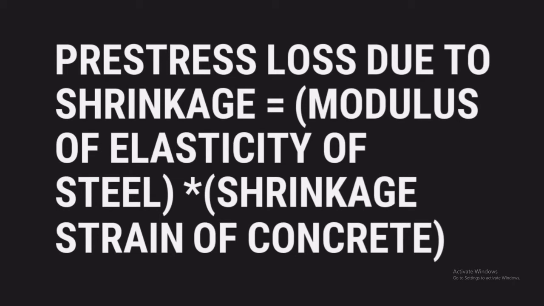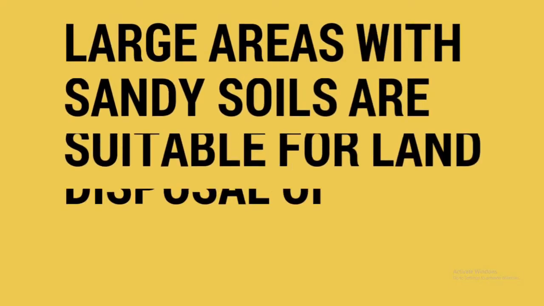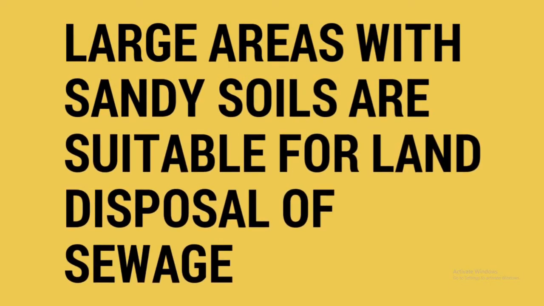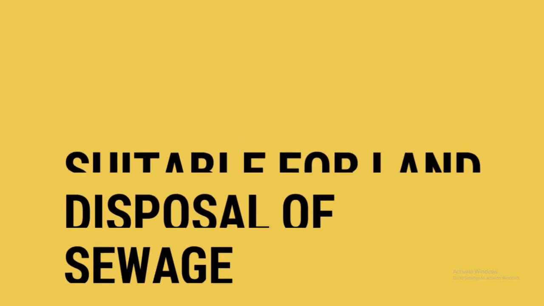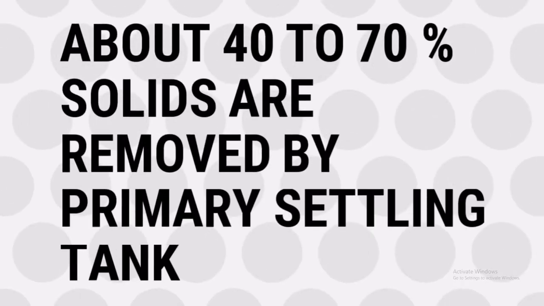Pre-stressing loss due to shrinkage is equal to modulus of elasticity of steel into shrinkage strain of concrete. Large areas with sandy soil are suitable for land disposal of sewage. In a primary settling tank, about 40 to 70% solids are removed.